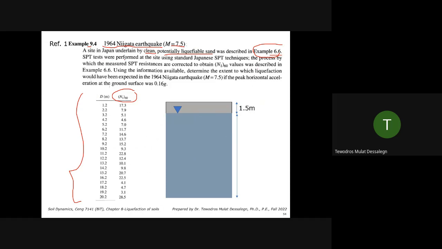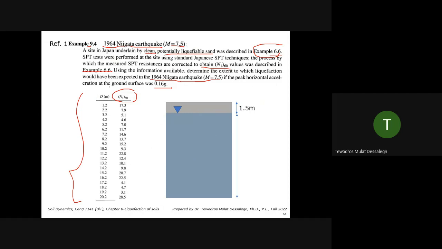SPT tests were performed at the site using standard Japanese SPT technique, the process by which the measured SPT resistances are corrected to obtain N160 blow counts. These values were described in example 6.6. So this is what's described there. Using the information available, determine the extent to which liquefaction would have been expected in the 1964 Niigata earthquake if the peak horizontal acceleration at the ground surface is 0.16 g.